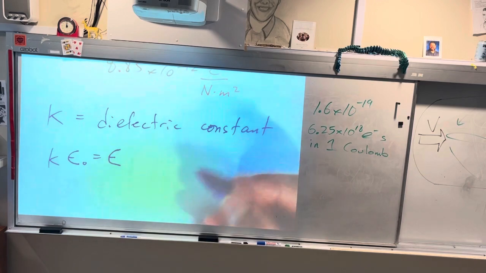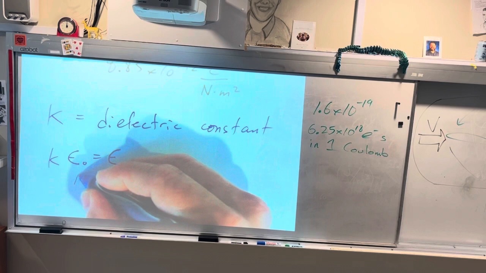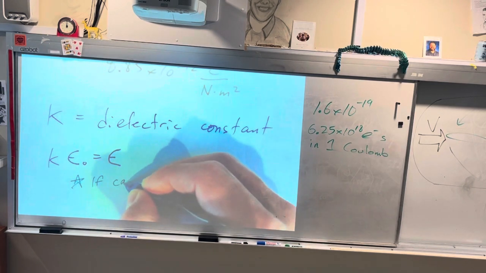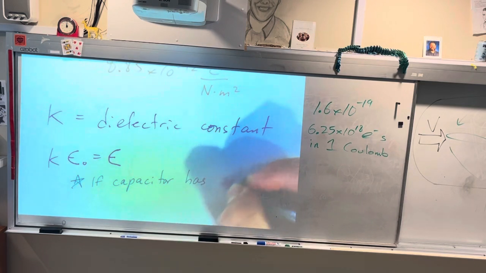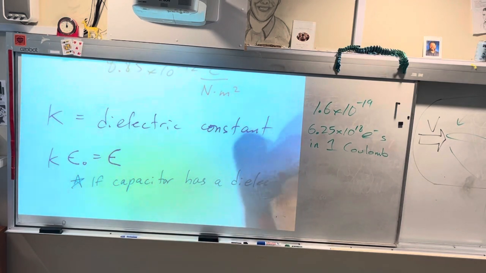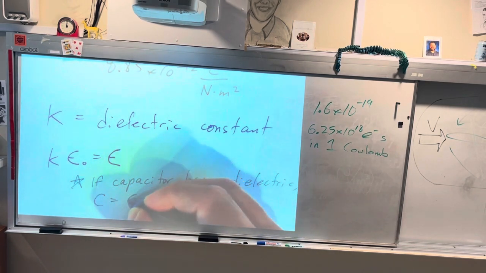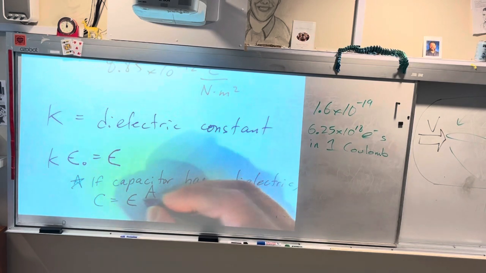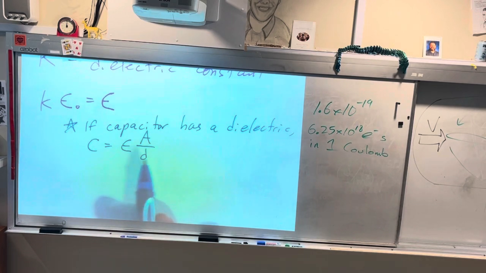And so if the capacitor has a dielectric, they don't all, but most of them do, then C is equal to just epsilon A over D. It's a small difference, but it's kind of a big one because this varies with the type of dielectric, whereas if it doesn't have a dielectric, it's just epsilon naught.